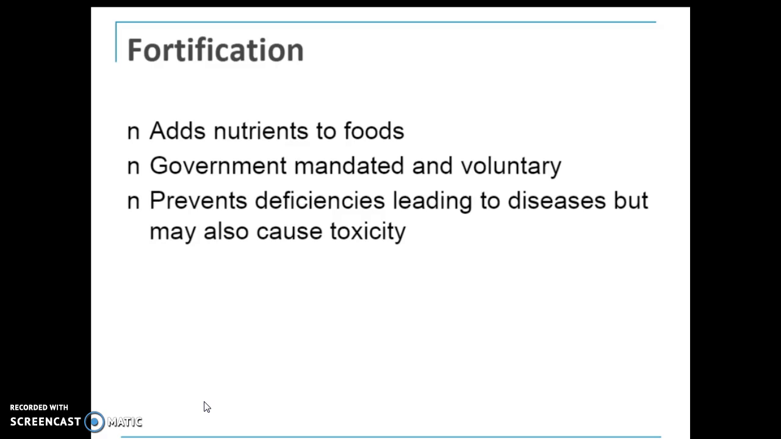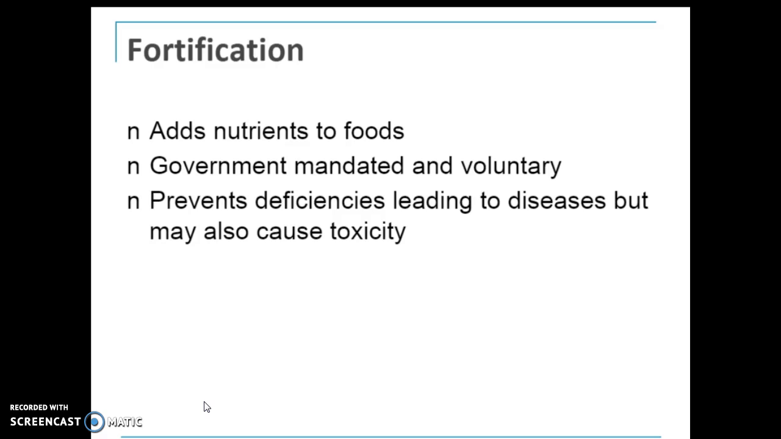Fortification. Some of you had questions on the difference between enrichment and fortification from chapter 2. Fortification means adding nutrients to foods. Enrichment is kind of a class underneath fortification, which means adding back something that was depleted during processing. And fortification typically refers to what's added as added value, so added more. It's government mandated and voluntary.